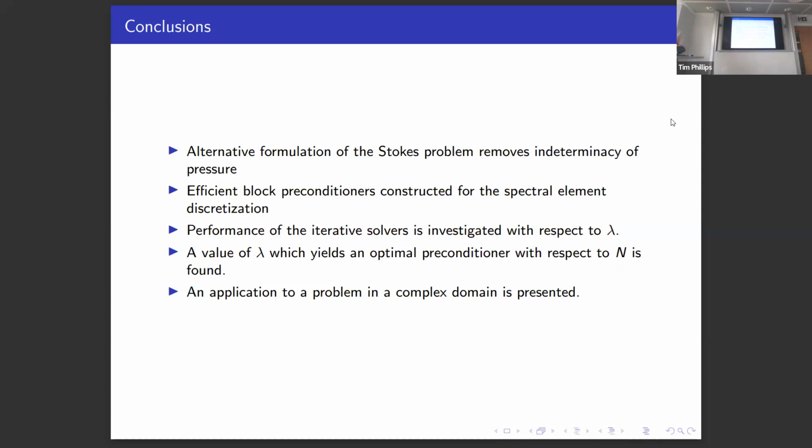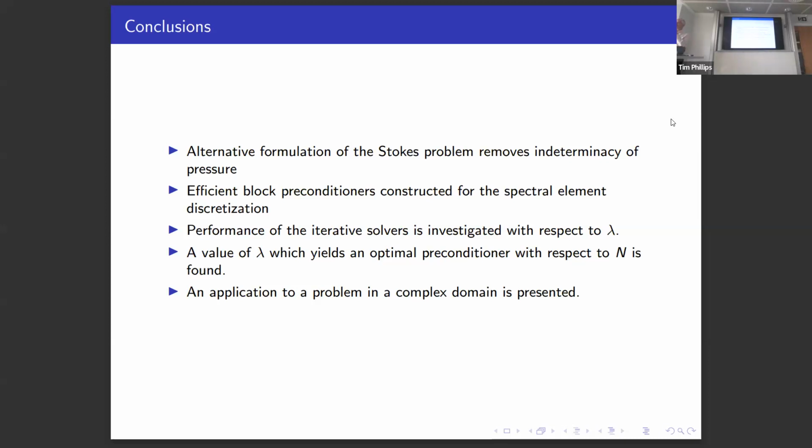We looked at a number of block preconditioners for the spectral element discretization. Apart from using the spectral element stiffness matrix, we've also looked at the finite element stiffness matrix within the preconditioner. That has, as you'd expect, a worse performance, not significantly worse, but it doesn't perform as well as the spectral element preconditioners.